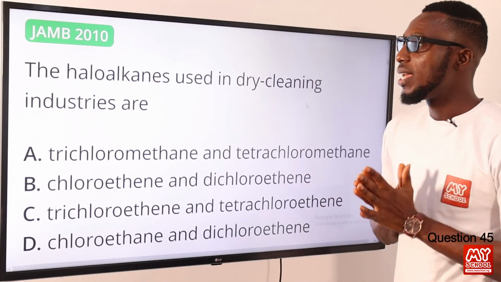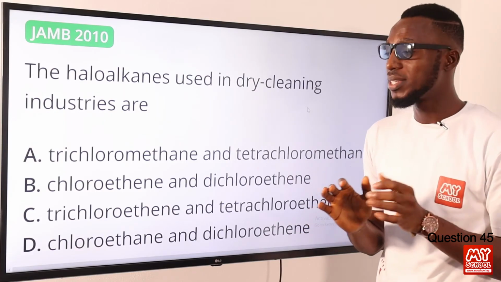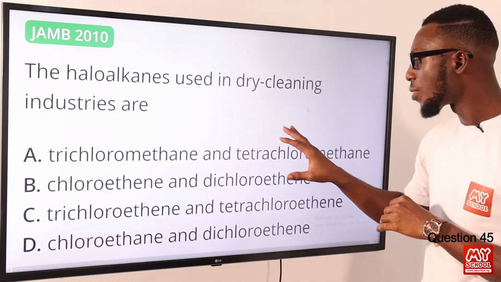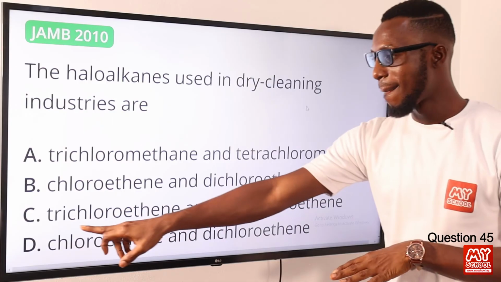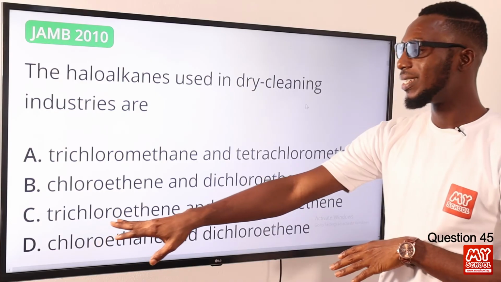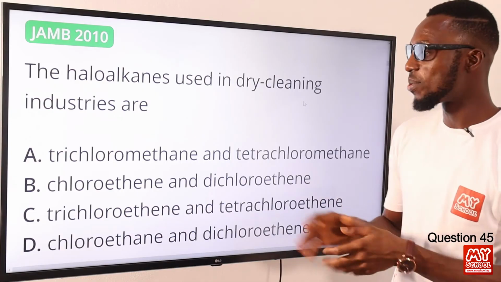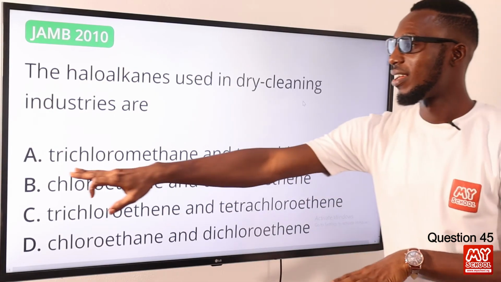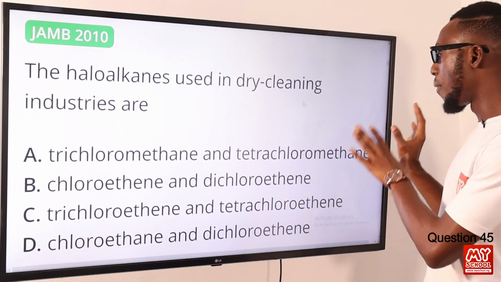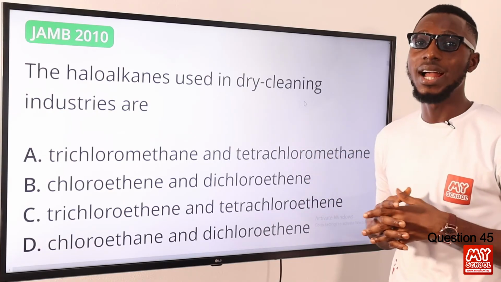45. The haloalkanes used in dry cleaning industries are what? Just take note of this. They are trichloromethane and tetrachloromethane, as well as trichloroethane. But if you look at the combination where we find trichloroethane, the other part makes the option invalid. So the correct option here is option A: trichloromethane and tetrachloromethane, because these are important organic solvents.